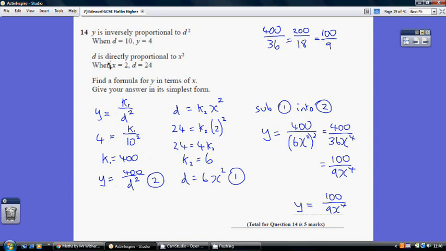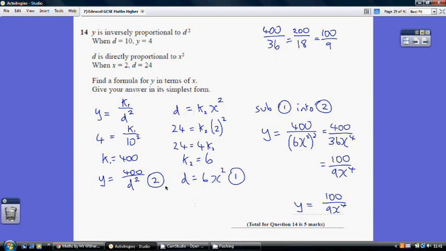Now looking at the second fact, we're told that d is directly proportional to x squared. So d equals k x squared. I've just called it k2, as I said earlier on, because it's a different constant to over here. Now we're told that when x is 2, d is 24. So 24 equals k times 2 squared. Well, 2 squared is 4. Dividing both sides by 4, we get k being 6. So d equals 6x squared. We've worked out that the constant k is 6, so d equals 6x squared.